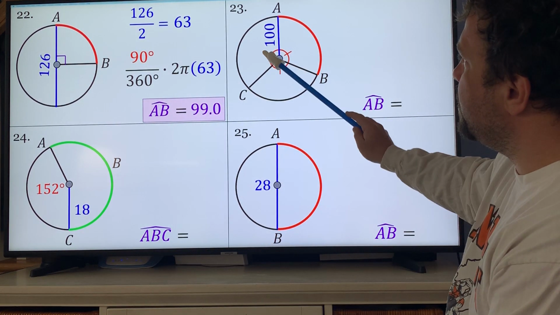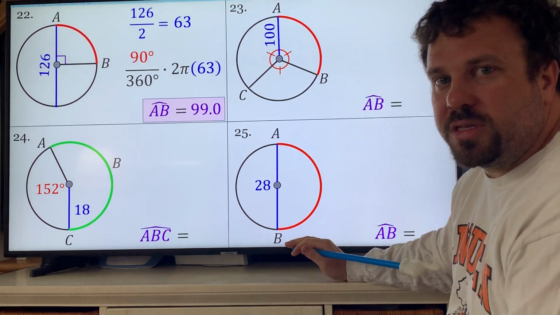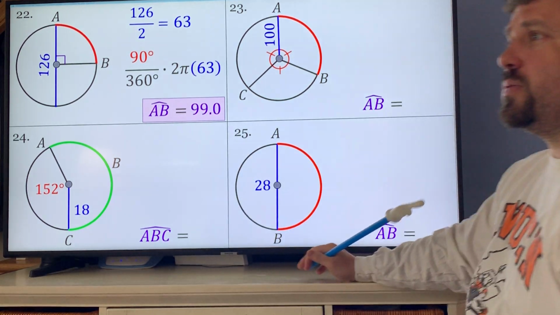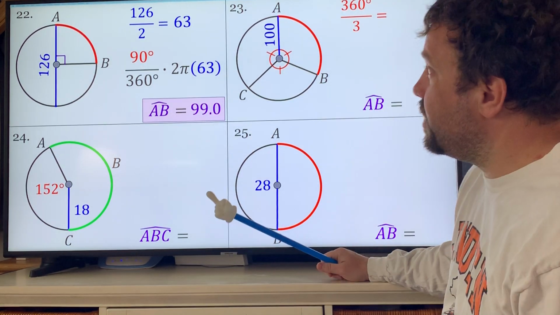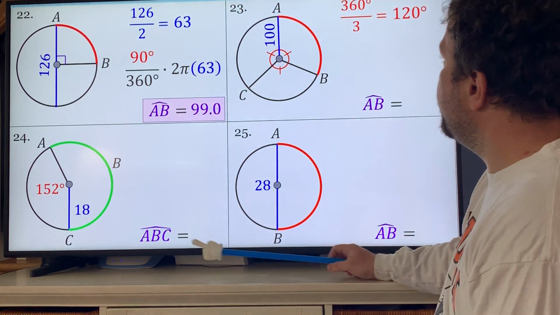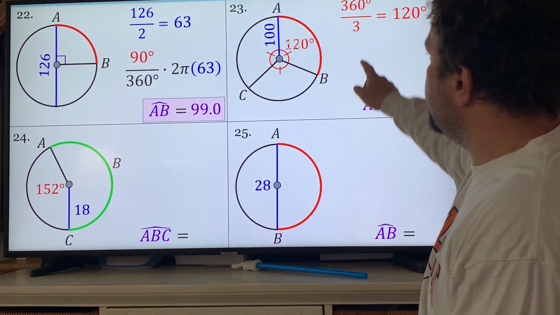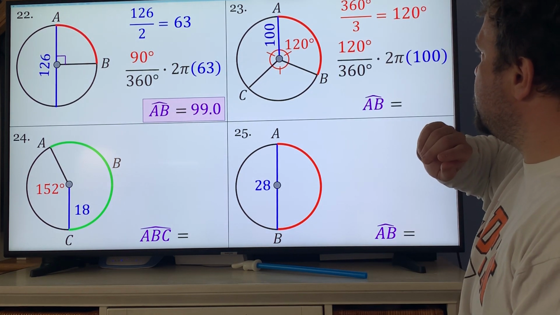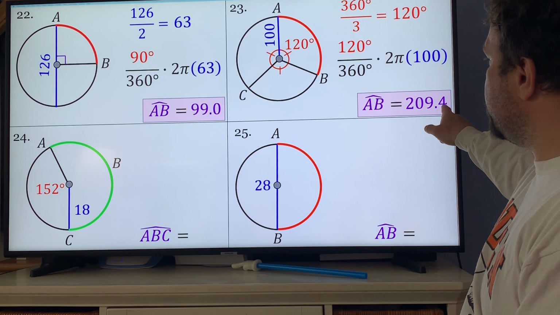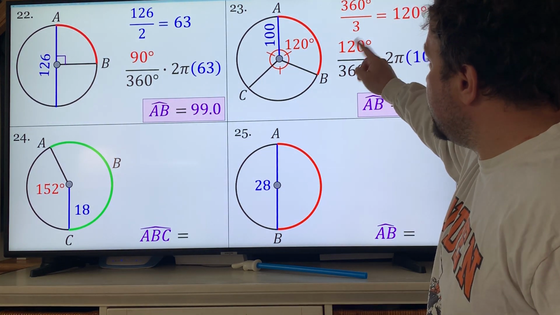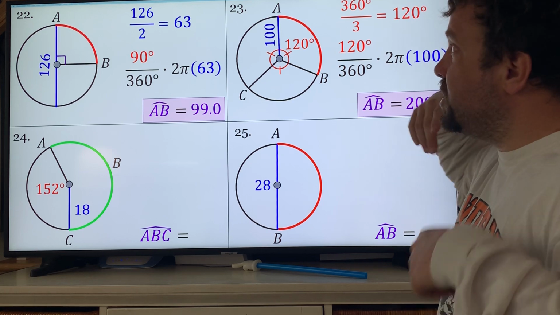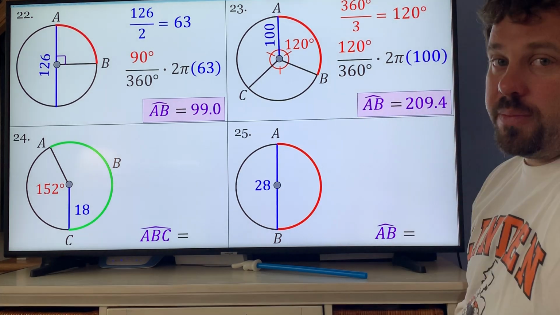Well, this is a little tricky. These marks mean all three of these angles are the same. Since a circle is 360 degrees, each one of these angles then has to be 360 divided by 3, which is 120. 100 is our radius. So 120 over 360 times 2 pi 100 equals 209.4. Yes, if you did 2 pi 100 just divided by 3, you would get the same answer.